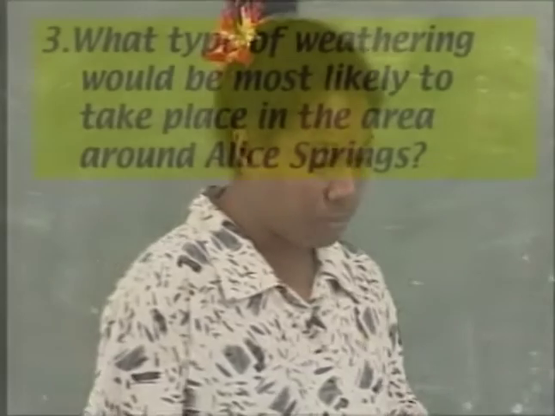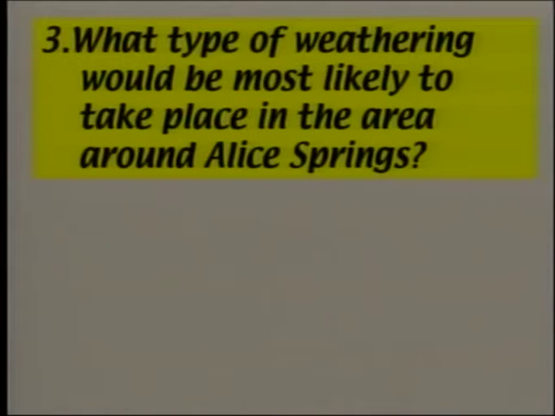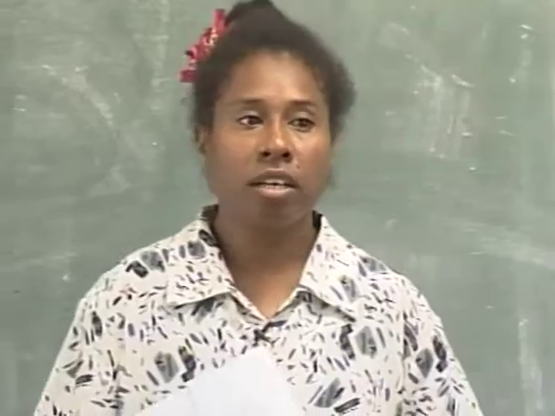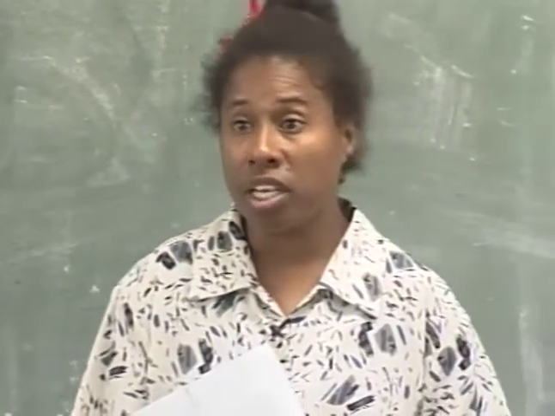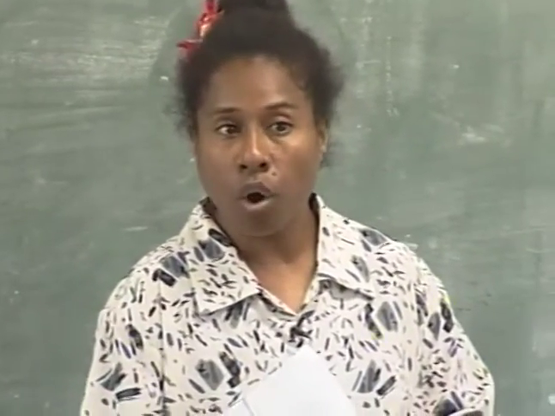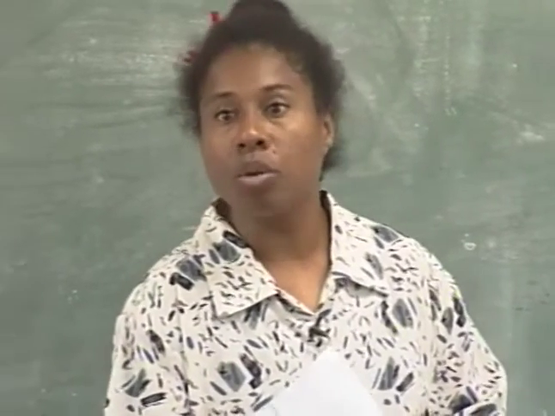Okay, for question 3, the question reads, what type of weathering would be most likely to take place in the area around Alice Springs? Doreen, your answer. Physical weathering, and the example is thermal expansion. Okay, Doreen has said physical or mechanical weathering, correct. The example she's given there is thermal expansion.